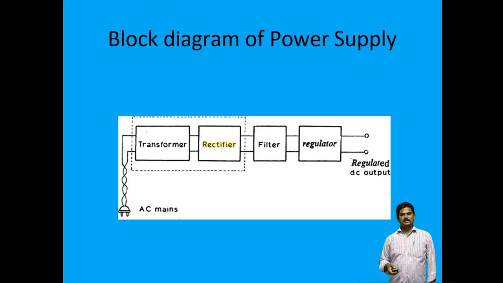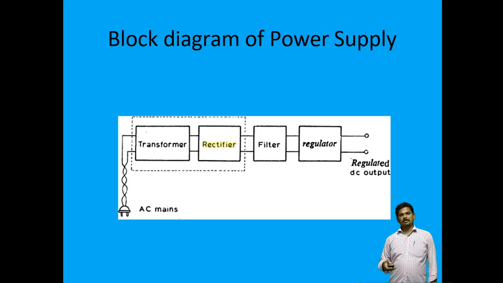Transformer means it will transform the voltage, the distribution of the voltage, without changing the frequency. And mostly we use a step-down transformer with half-wave rectifiers. The transformer is followed by the rectifier, and there are three types of rectifiers: the half-wave rectifier, full-wave rectifier, and bridge rectifier.